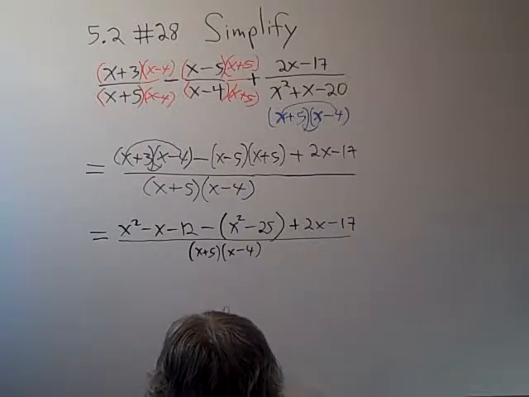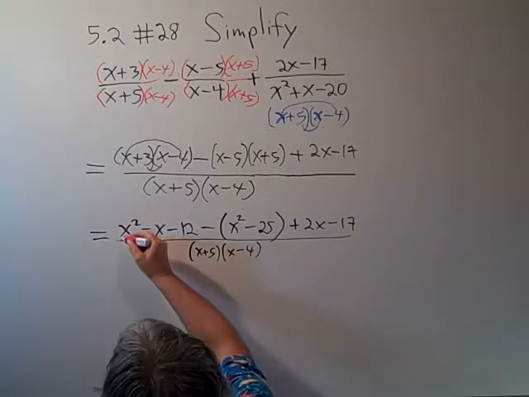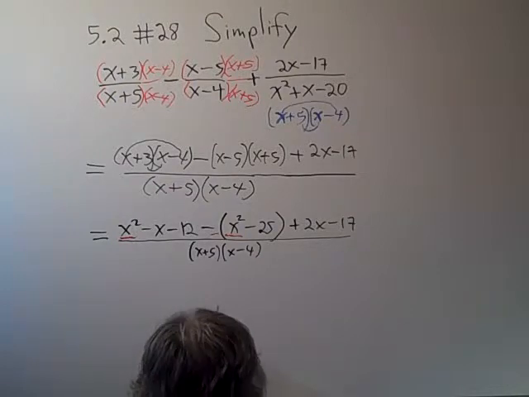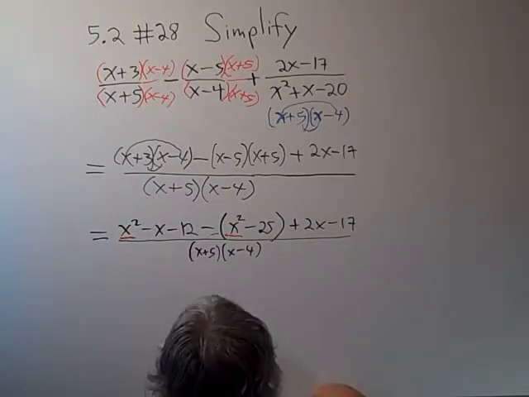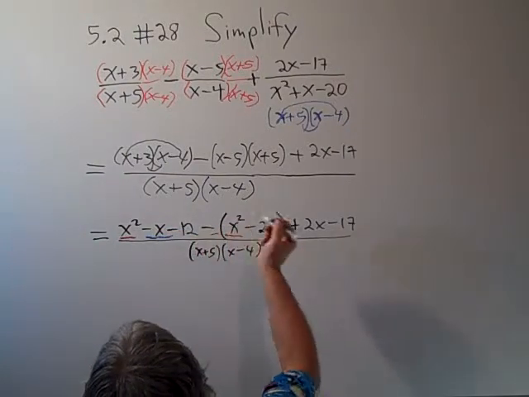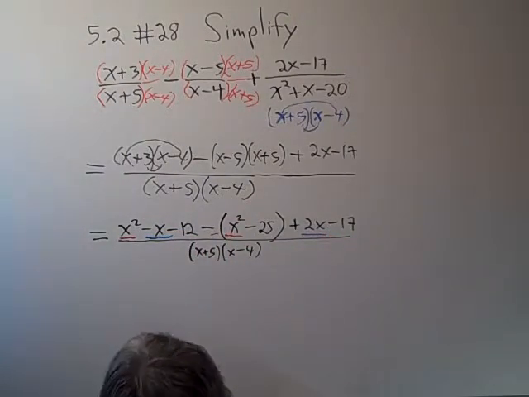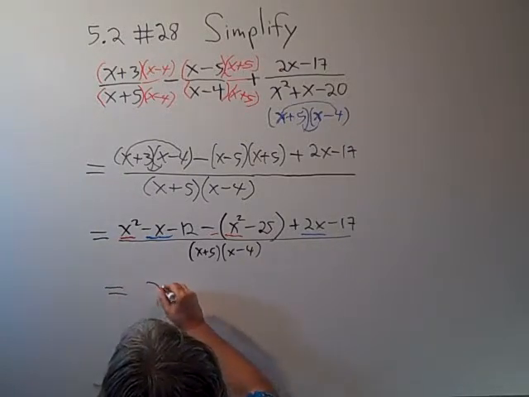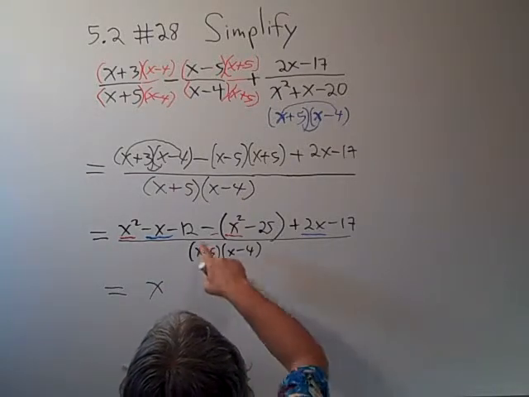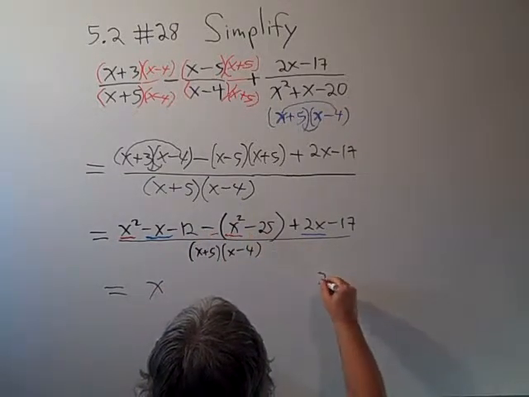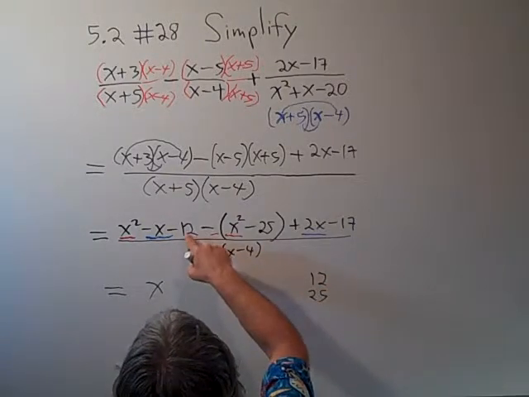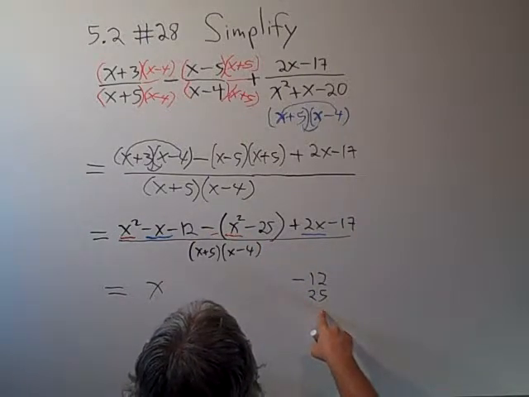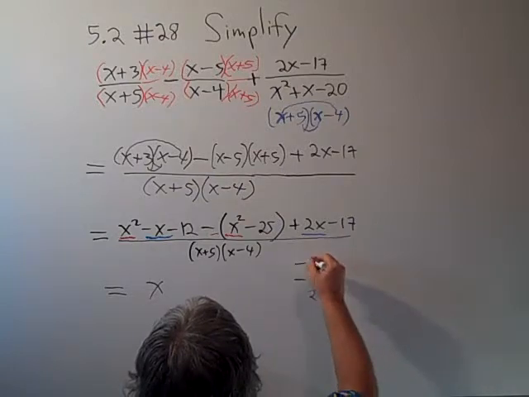So now we can start combining like terms. And we have an x squared here and a negative x squared here. So the x squareds cancel out completely. Then we have a negative x term here and a positive 2x term here. So 2x minus x leaves you 1x so far. And we have negative 12, a minus 25, and a minus 17.